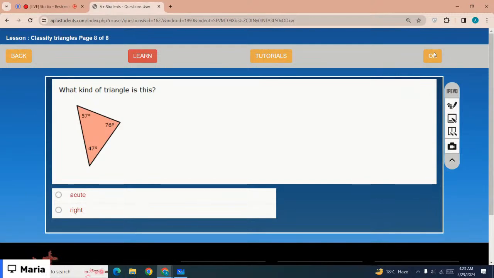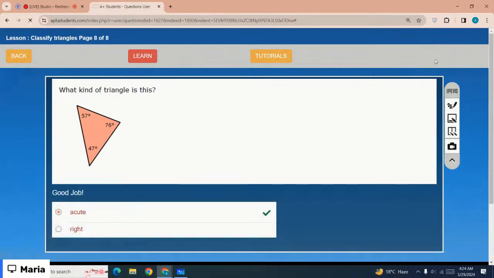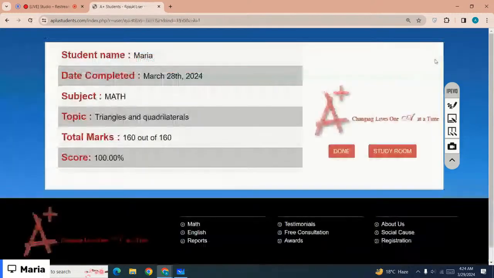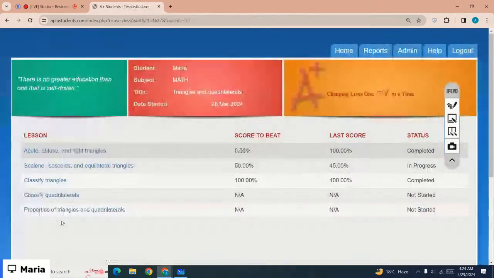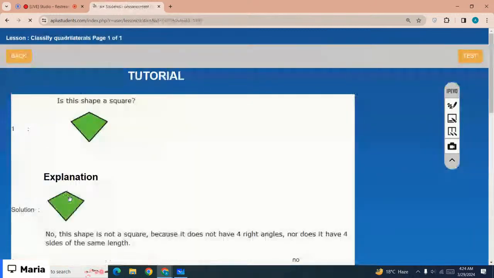What kind of triangle is this? Acute triangle it is, right? Because all the angles are less than 90 degrees. Okay, let's just move on to the next lesson. The next one is classify quadrilaterals. Let's just start with the next lesson.